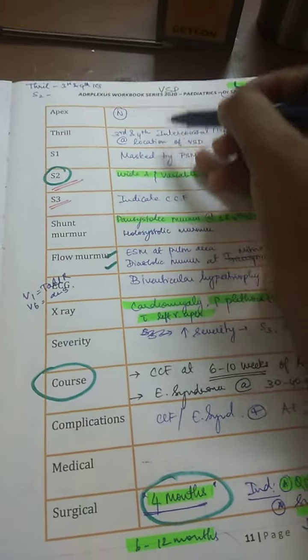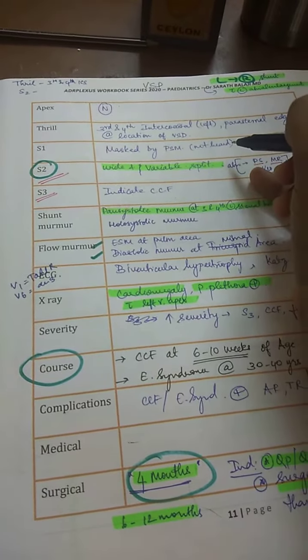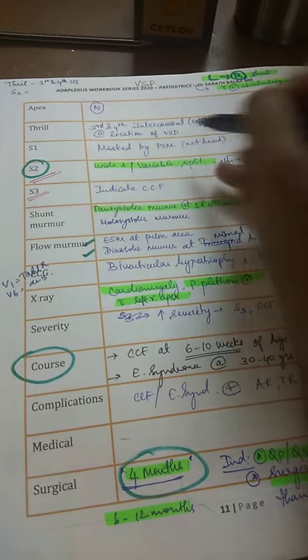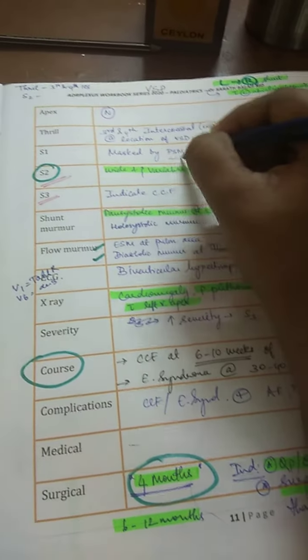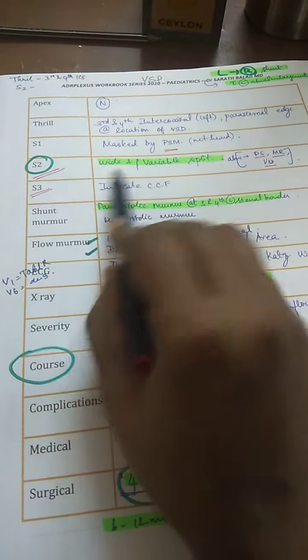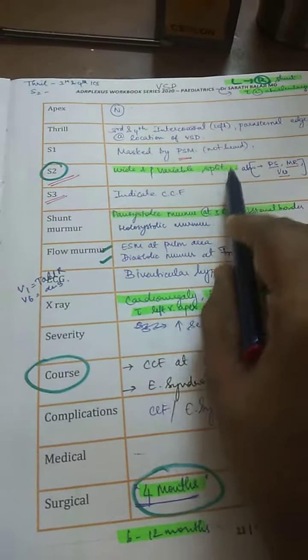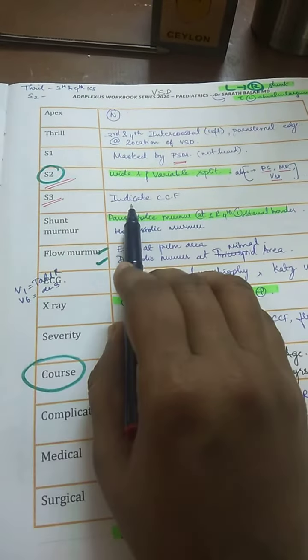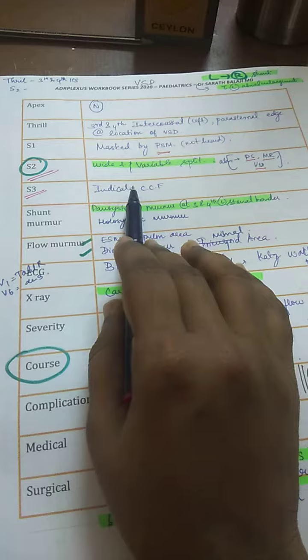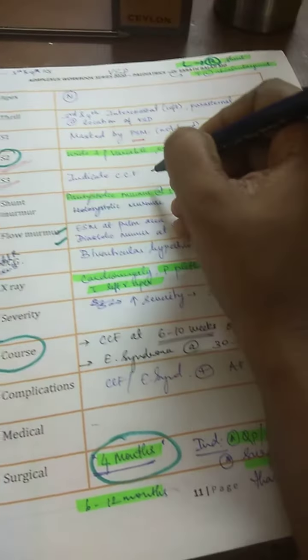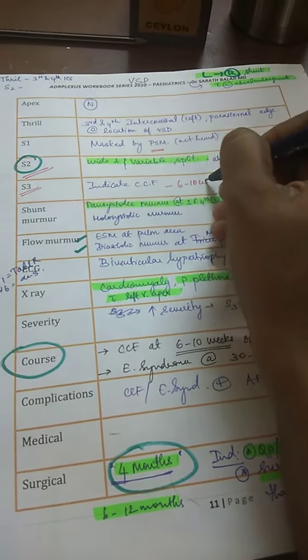And if you see in heart sounds, apex will be normal. S1 will not be heard because it's masked by the pansystolic murmur. S2 is wide and variable split, and S3 will be seen because it indicates CHF, because CHF will develop around 6 to 10 weeks.